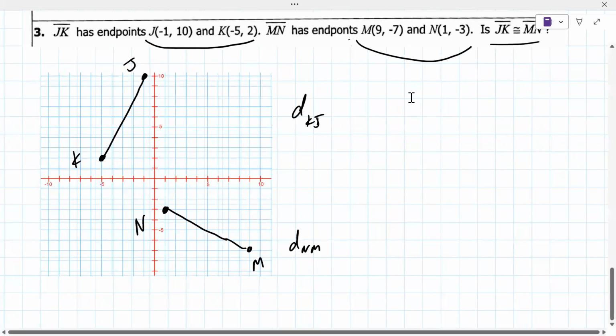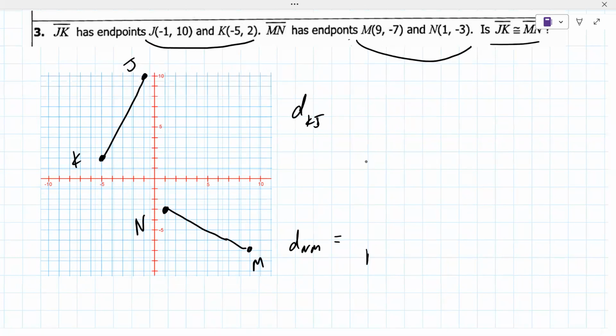So I want you to pick, doesn't matter to me which one, just pick one of these. I'll do the other. Which one do you want to do, from K to J or from M to N? I guess I'll just do the first one. All right, J and K. Go ahead and calculate the distance formula. I will do the same for this other one here.